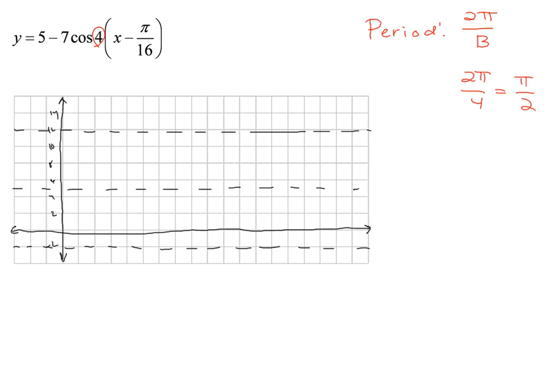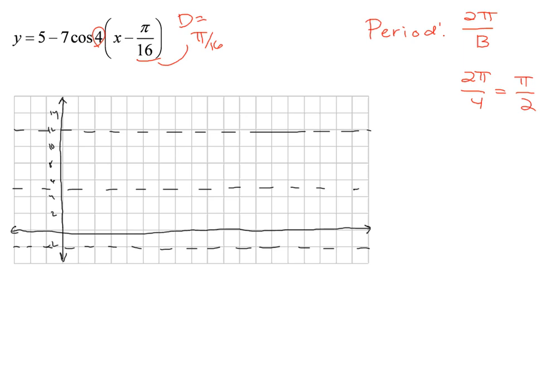So this is saying every pi over 2 radians, I complete a full cycle. So it's probably going to be convenient for me to label my x-axis in terms of pi. We'll get to talking about that in a second. Let's look at the phase first. My phase displacement is pi over 16, right? That's d. So that's saying that at a value of pi over 16 radians is where I'm going to put my first critical point on this graph.